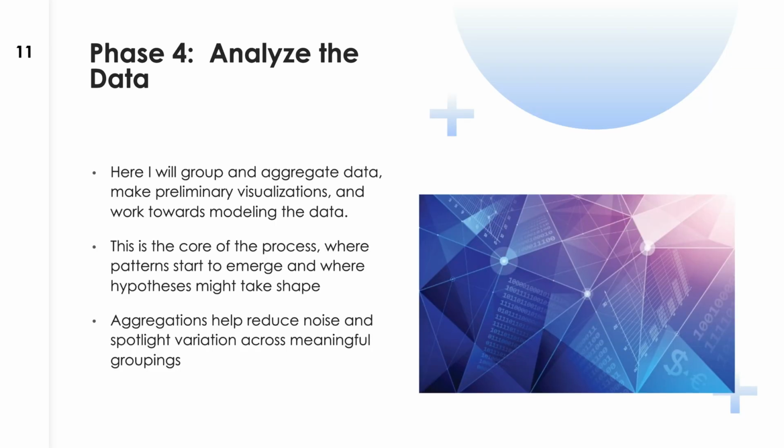In the fourth phase of the data analysis process, I will group and aggregate the data, make preliminary visualizations, and work towards modeling the data. This is the core of the process, where patterns start to emerge and where hypotheses might take shape. Aggregations help reduce noise and spotlight variation across meaningful groupings. This is where I can begin to answer some of those preliminary questions about the data.